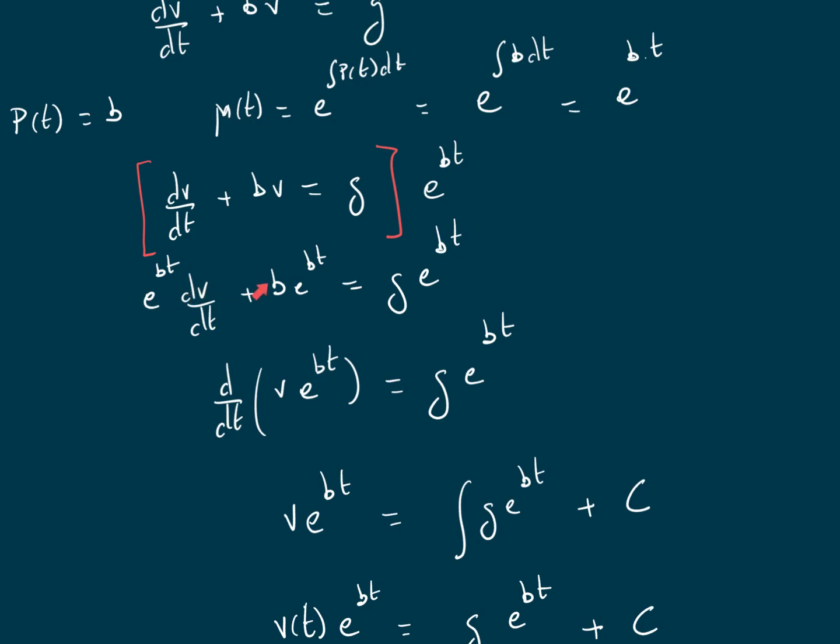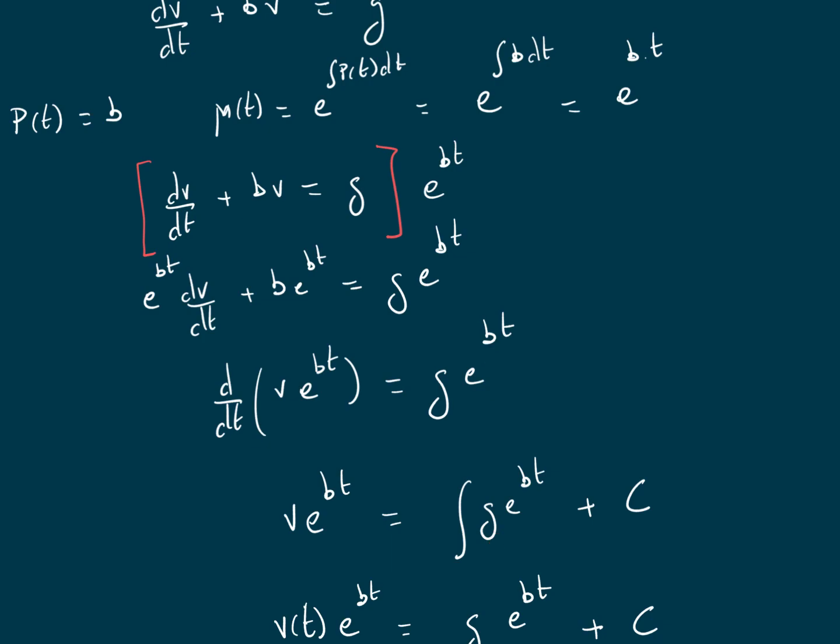The advantage is that this equation can be written as the derivative with respect to t of the velocity times the integrating factor, v by e to the bt. The derivative of this is exactly this, as we have seen in all the previous examples. So now it's easy to take the integral. The integral of the derivative with respect to t is v e to the bt. So v e to the bt would be the integral of g e to the bt plus c.